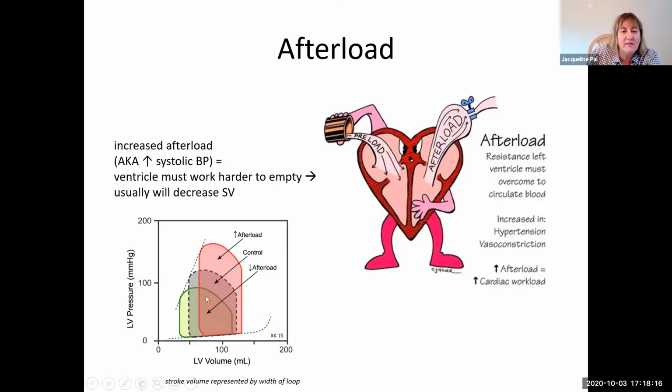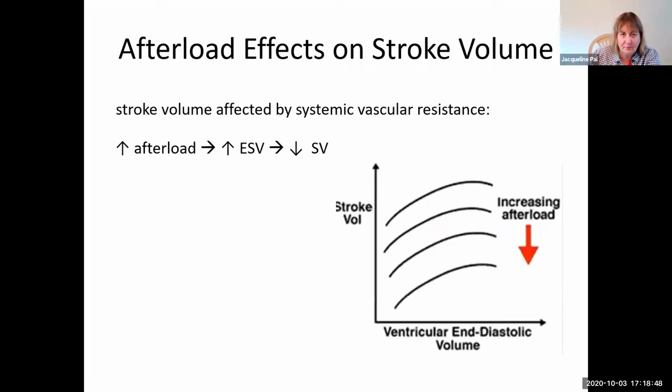So here in the middle, once again, we have our normal cycle between pressures and volumes in the left ventricle. If we increase the afterload, we have to generate higher pressures. But what you note is the width is narrower. Stroke volume is represented by the width of the loop. So pressure has gone up, but stroke volume has gone down. When blood pressure goes up, stroke volume goes down, and conversely, the opposite occurs as well.